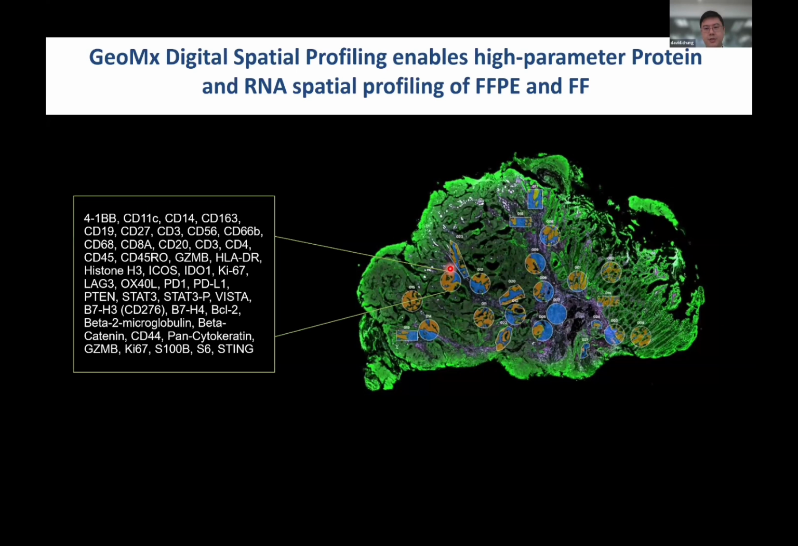By selecting different regions here, not only do you get the IHC image that you usually see, but for each of the regions that you selected, you can get high multiplex information for either gene expression or protein expression.